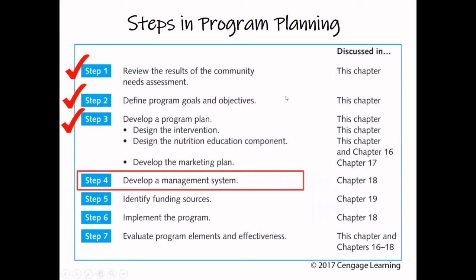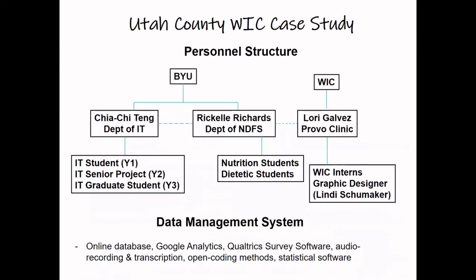Once you've developed your program plan, then you want to think about what your management system looks like, who's going to be responsible for which parts of the project. And I'm going to show you an example from the Utah County WIC case study. This was our personnel structure. So it was a collaboration and a partnership between BYU and WIC.